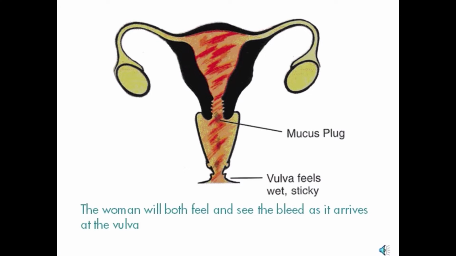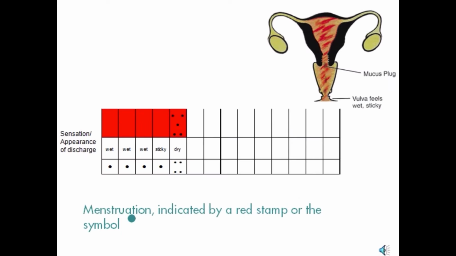The cycle begins with menstruation as the endometrium is shed. The woman is familiar with the feeling of wetness caused by blood as it arrives at the vulva. It is the awareness of this vulval sensation that is the basis of the Billings ovulation method. She records the sensation of wetness on her chart and applies a red stamp or the symbol of a large dot. As menstruation diminishes, she may recognize a change in the sensation to stickiness or dryness.